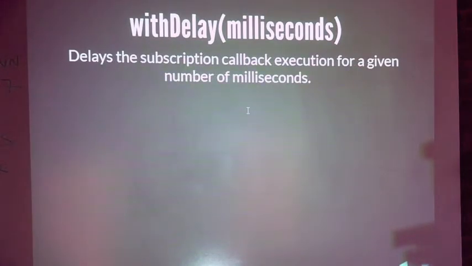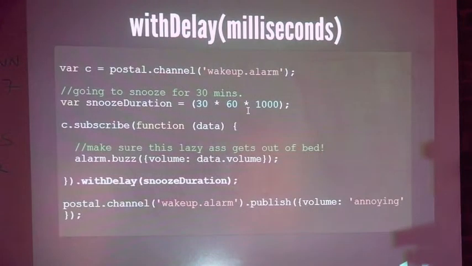So withDelay is exactly what it sounds like. This simply delays a subscription callback for a given number of milliseconds. In this case, I have an alarm clock, and I'm going to hit the snooze button, and give it some duration, in this case 30 minutes. So I pass 30 minutes into my withDelay. This handler will execute at that point in time. This happens for every topic that comes across this handler. So if you publish 5 messages to the bus, and this subscription picks those up, then you'll have 5 handlers that will execute at that given amount of time in the future.